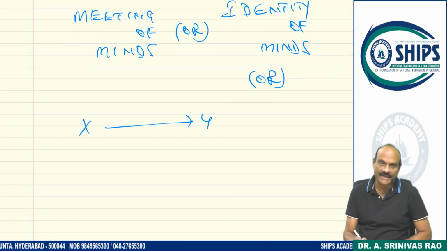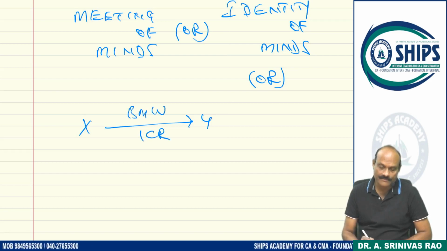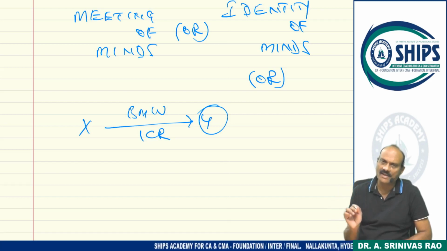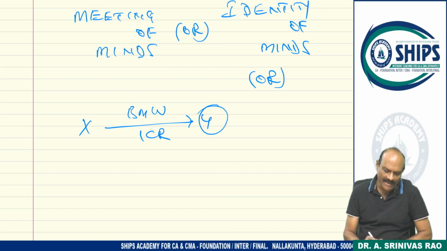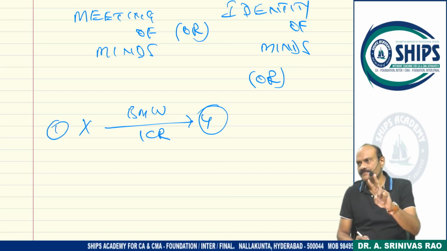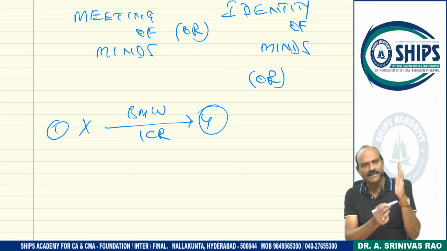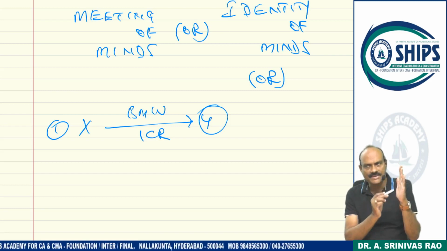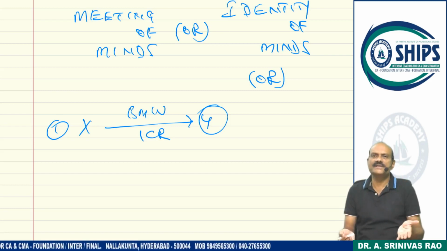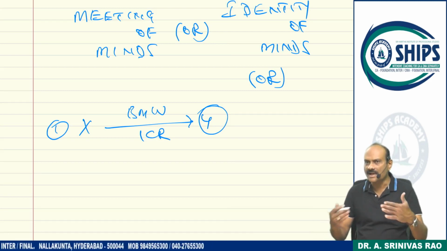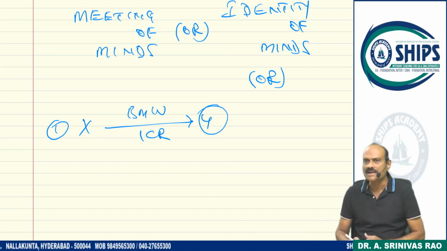X made a proposal to Y: will you buy my BMW for 1 crore? He said yes. There is a consensus ad idem, receiving the same thing in the same sense at the same time. An agreement has to be signed by two persons. Agreement defines the terms and conditions. They have to read the content and understand the same thing in the same sense at the same time. If I am able to understand, I would say yes. Otherwise, I may say no. So first of all, consensus, meeting of minds, is necessary.